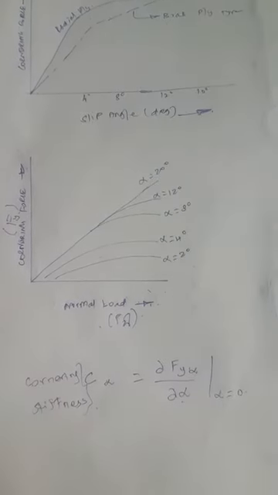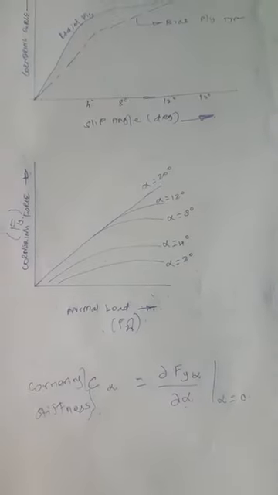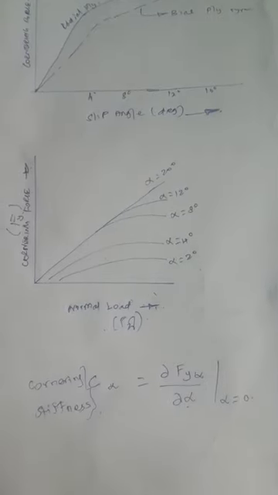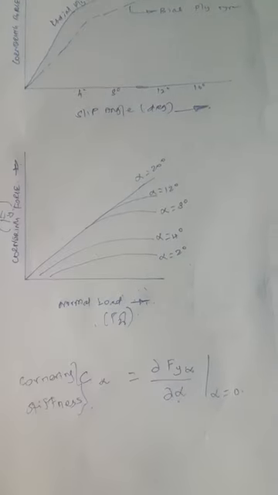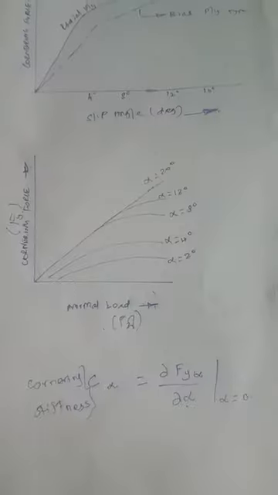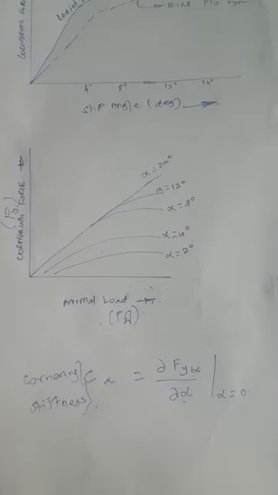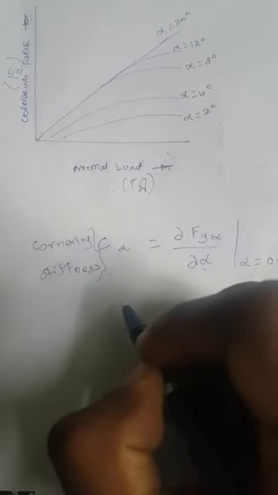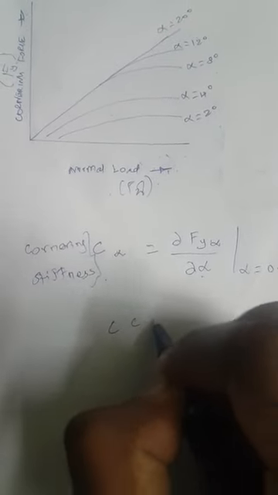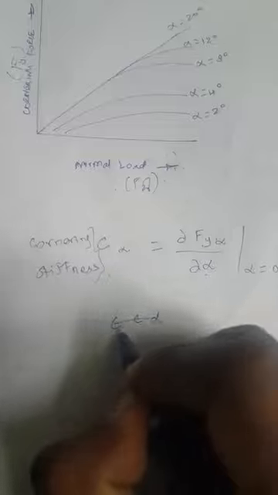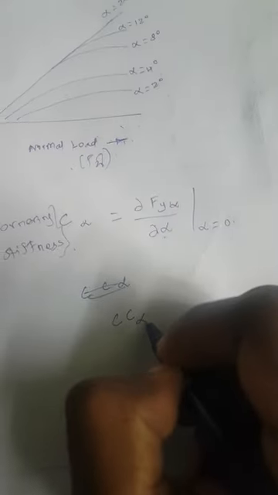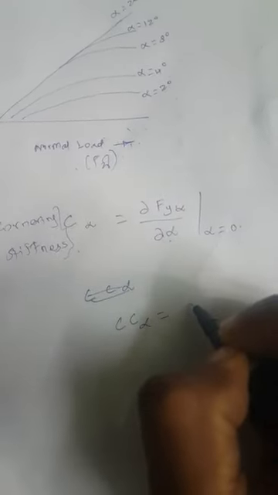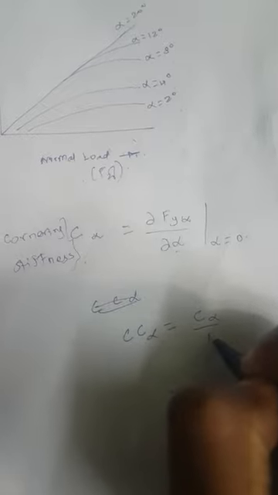To evaluate the effect of normal load on the cornering ability of tires, a parameter called cornering coefficient, which is defined as the cornering stiffness per unit normal load, is often used, right? So the cornering coefficient CC alpha is equal to C alpha divided by Fy.